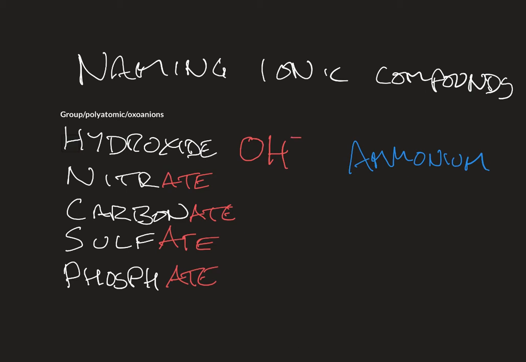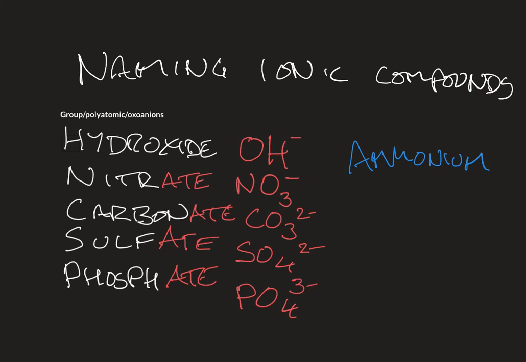So hydroxide is OH minus, nitrate is going to be NO3 with a single minus charge. Carbonate is going to be CO3 with a 2 minus charge. Sulfate is going to be SO4, again with a 2 minus charge. And then finally the phosphate will be PO4 with a 3 minus charge. And then there's one odd one, which is the ammonium one over here. This is a positively charged one, so this is a group ion, but it's a cation, positive one. And ammonium is going to be NH4, but then it's got a positive charge, not a negative charge.